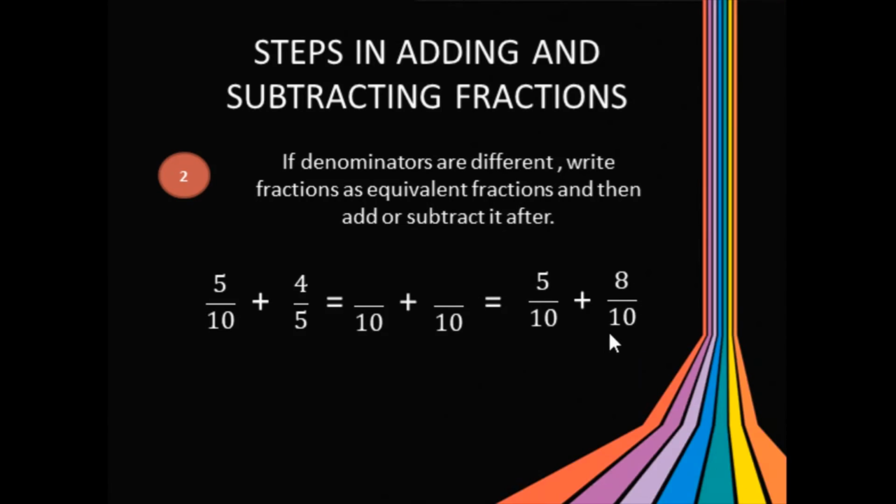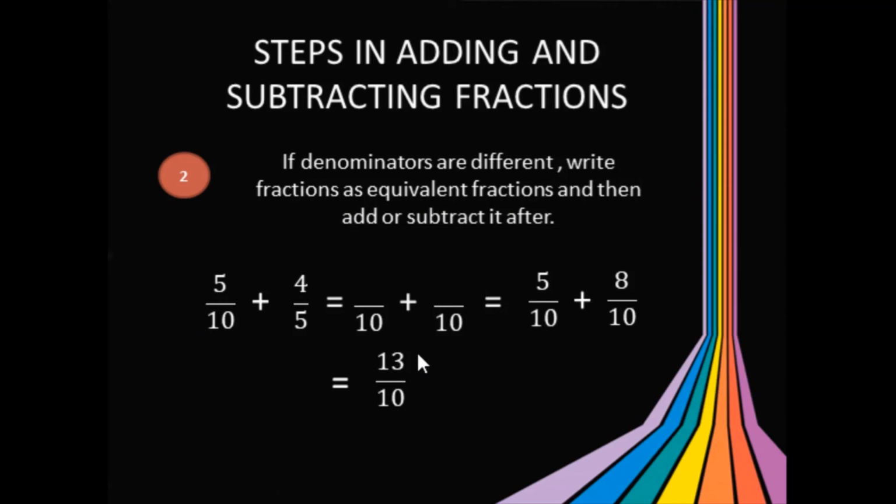Now, they already have the same denominator, so it is easy for us to add them. So look at this one. We write 5 plus 8 is equal to, okay, good job, 13, and copy 10, which brings us to 13 over tenths or 13/10.